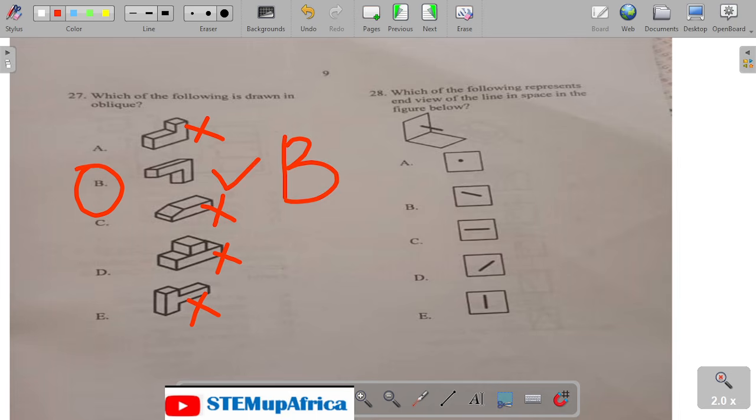28. Which of the following represents the end view? The end view of this is the top. This will be the front. The end view should be from here. It's going to give us this, which is C.